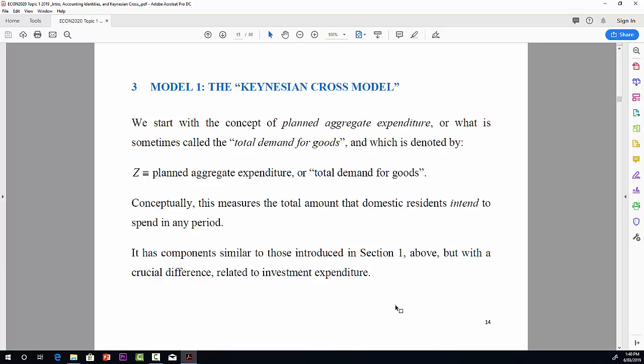And we're going to start with a new concept, the concept of planned aggregate expenditure. It's sometimes called the total demand for goods, and we're going to denote it by the capital Z. So that's planned aggregate expenditure or total demand of goods. Now, conceptually, it measures the total amount that domestic residents in a country or in an economy intend to spend. So it has components that are similar to what we had previously when we were talking about national income accounts, but there's a crucial difference, and it's all about investment expenditure.